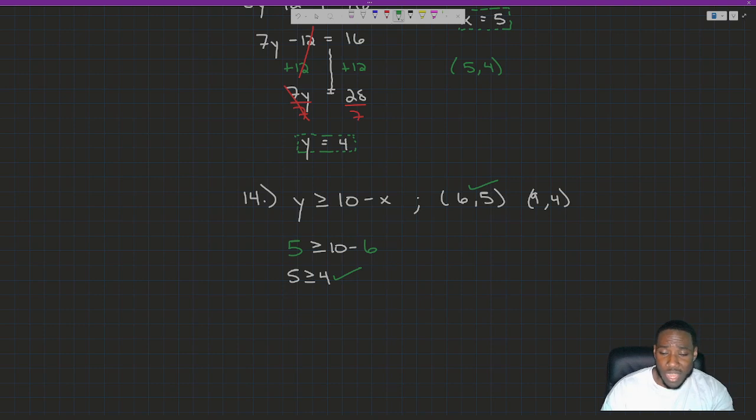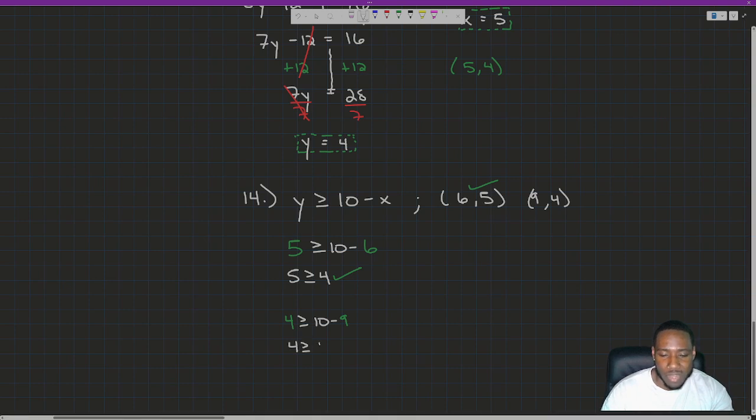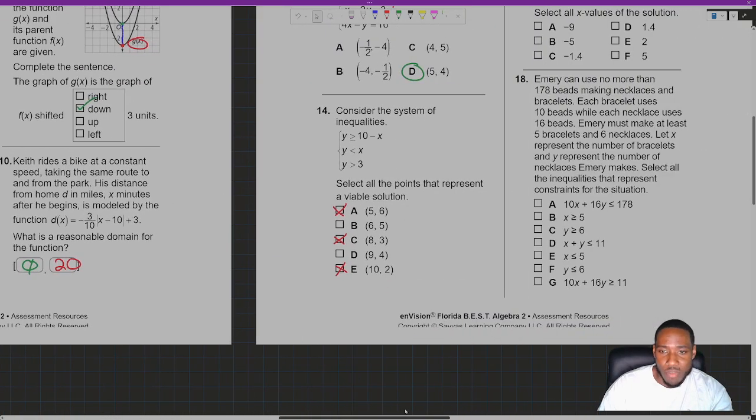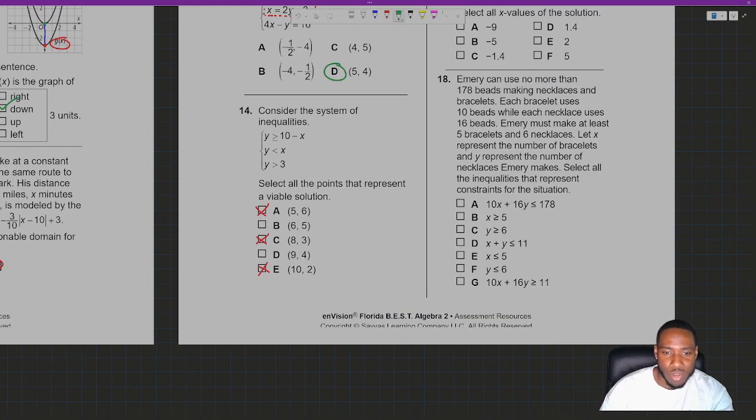Let's go to the second one, which says 4 is greater than or equal to 10 minus our x, which is 9. If we simplify that, 4 is greater than or equal to 10 minus 9 is 1. That also works, so we would also pick that one. So our only remaining points both count as solutions to our system of inequalities. So our answers here are B and D.